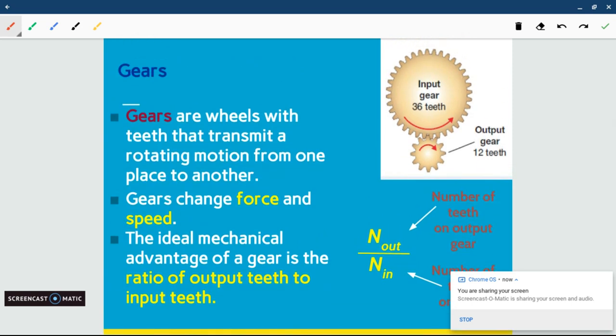Now, in the example here in the corner, the output is the smaller one, but that's not always true. Sometimes the output is the bigger one. And so you just have to watch how they are labeled so that you know which one is which.